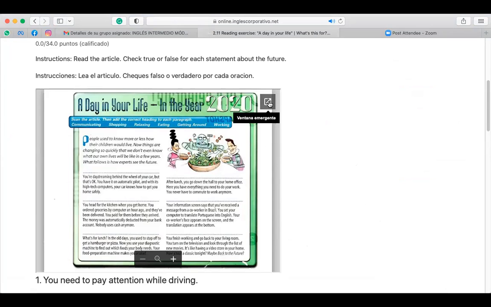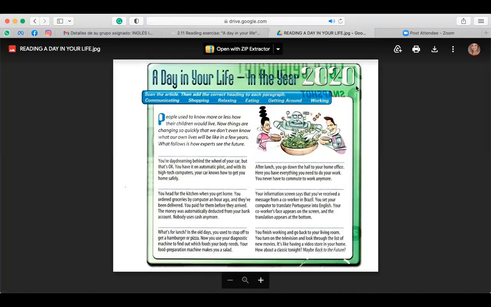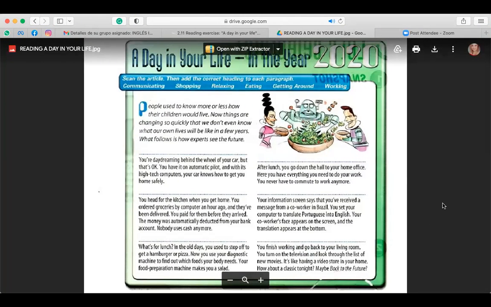Let me see if we can see it better from Drive. Are you able to see it, or are the letters too small? It's small, the letters. Okay, now is it better? Yes. Okay. So I will read it for you and then we will read it together.